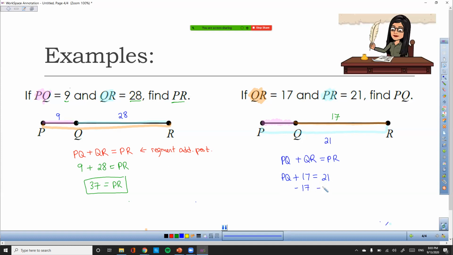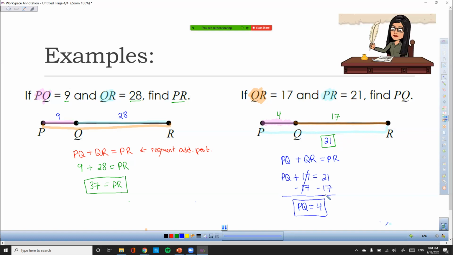And so in this case, how much is it going to give me? The length of segment PQ equals 4. So that means the length of this segment right here is 4. And I can always double check my answer, because if I add 4 plus 17, how much is that going to give me? 21, which means that my answer is correct. So the length of segment PQ is 4.